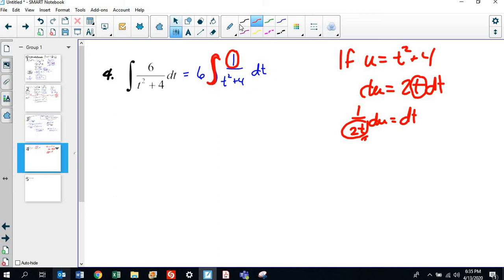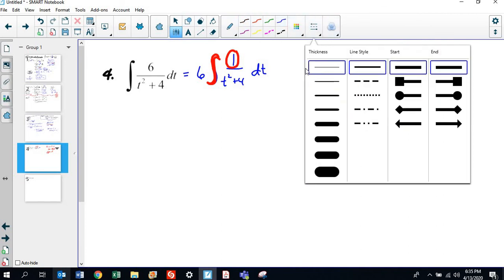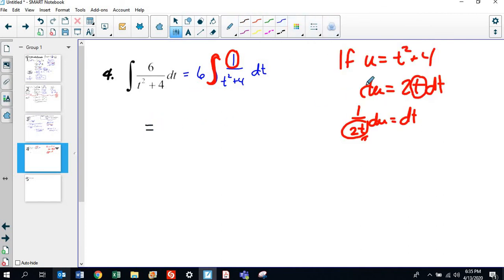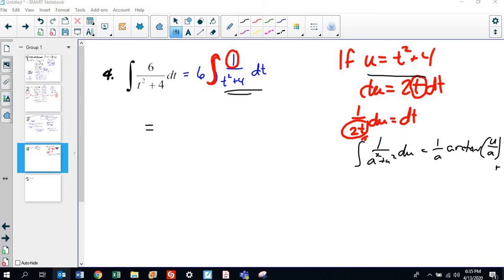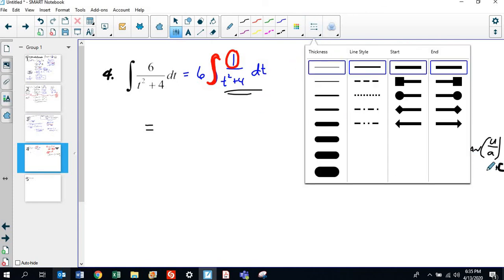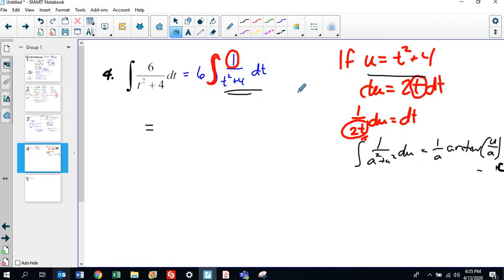Okay, so let's go to regular colors here. What are we trying to do? We're trying to do the 1 over a squared plus u squared rule, which is arctan. And this is why it's important that you know your rules, so that you know what you're substituting for. There's a plus c here, obviously. So what's playing the role of u? It's the variable. u is equal to t.